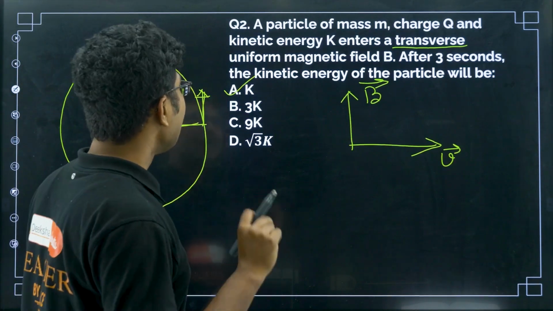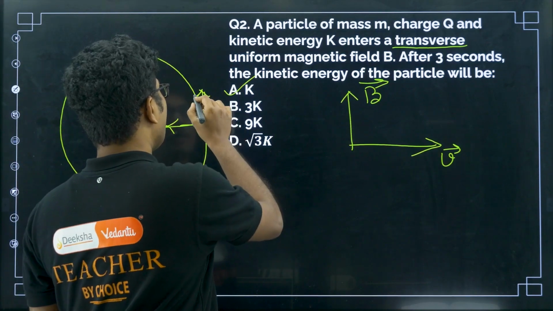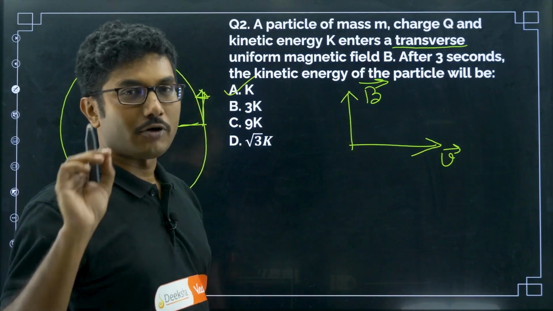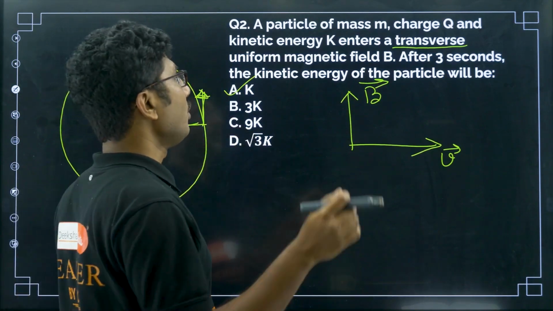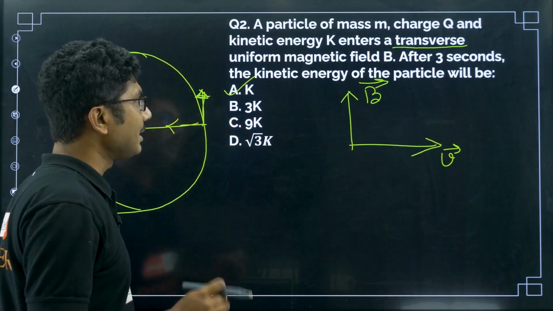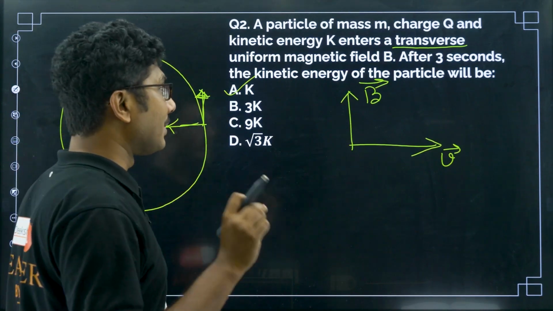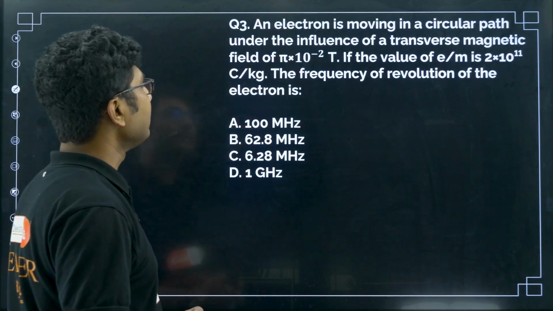You can find this in terms of work done, or in terms of basic logic, whatever you want. In terms of physics, you can say the work done is 0. So basically the kinetic energy will not change, it will remain constant. You need to remember the theory, right? So now let's move on to question number 3.